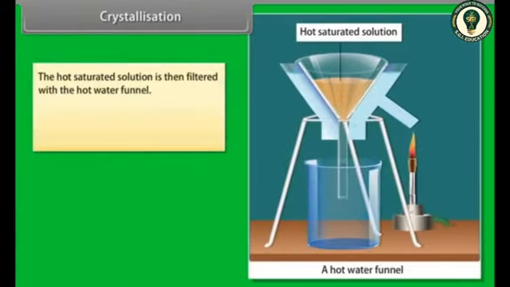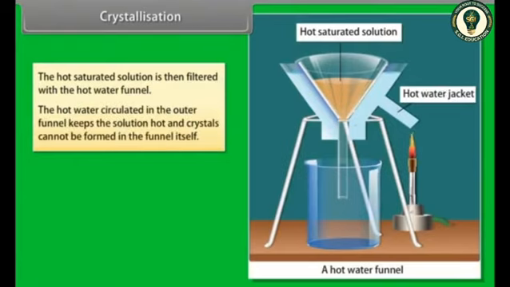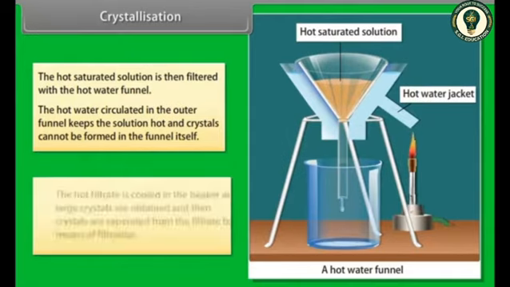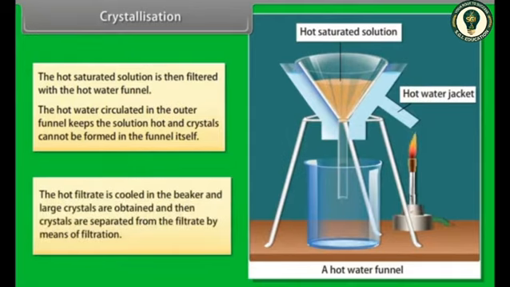The hot saturated solution is then filtered with the hot water funnel. The hot water circulated in the outer funnel keeps the solution hot, and crystals cannot be formed in the funnel itself. The hot filtrate is cooled in the beaker, and large crystals are obtained, and then the crystals are separated from the filtrate by means of filtration.